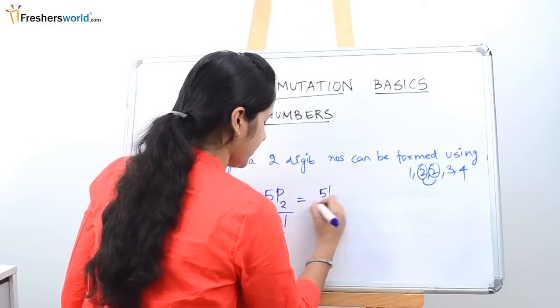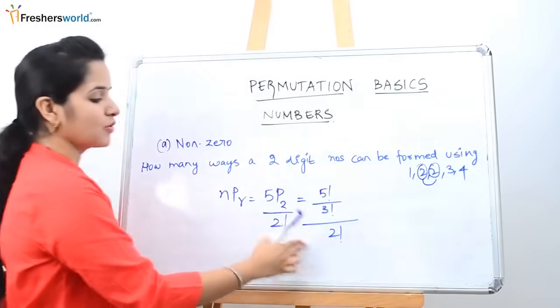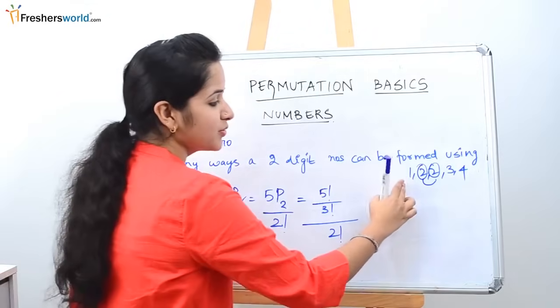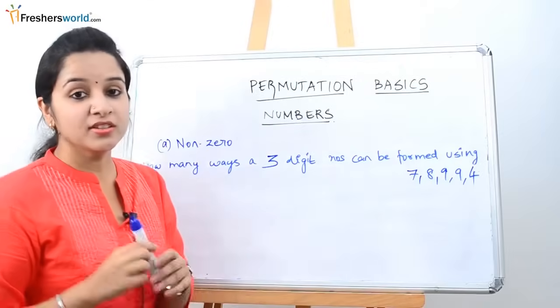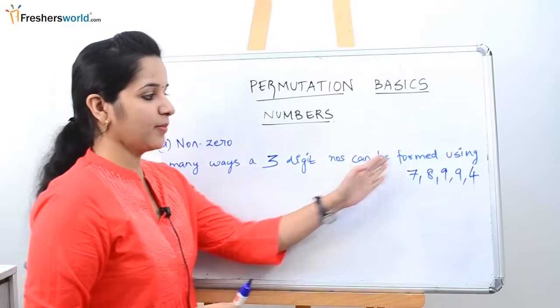So now solve this. 5 factorial by 3 factorial divided by 2 factorial. Once you solve the sum, you will know the number of ways in which a 2-digit number can be formed using these 5 numbers.